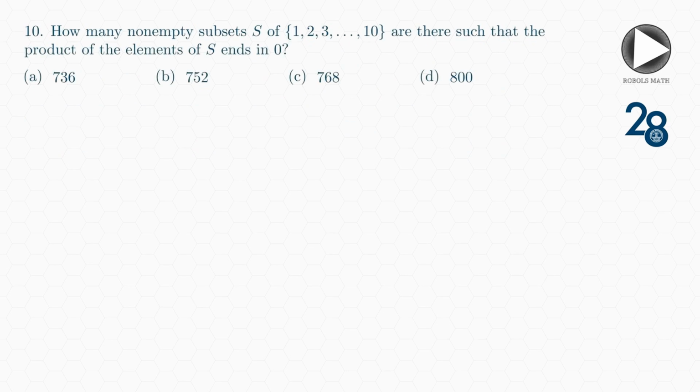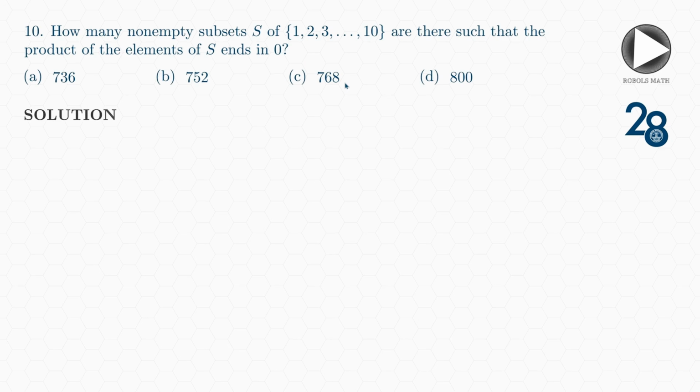Okay, last problem. How many non-empty subsets S of {1, 2, 3, ..., 10} are there such that the product of the elements of S ends in 0? So this is the first combinatorics problem in part 1.